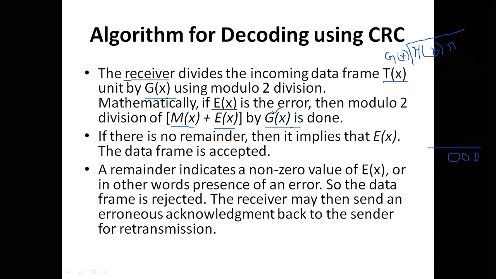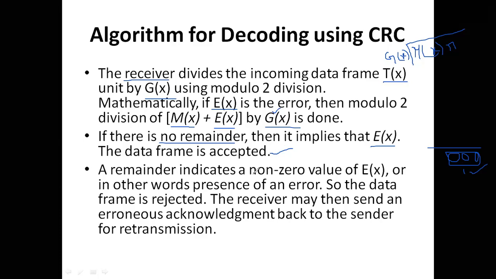If you get this, then there is no problem. That means it is acceptable by the receiver. Suppose if any bits are ones, then there is an error, and that error can be detected by this process. Then the receiver sends a message to the sender to retransmit the same information because of this error detection. If there is no remainder, then it implies no e of x and the data frame is acceptable. All zeros means no remainder, so it can be accepted.